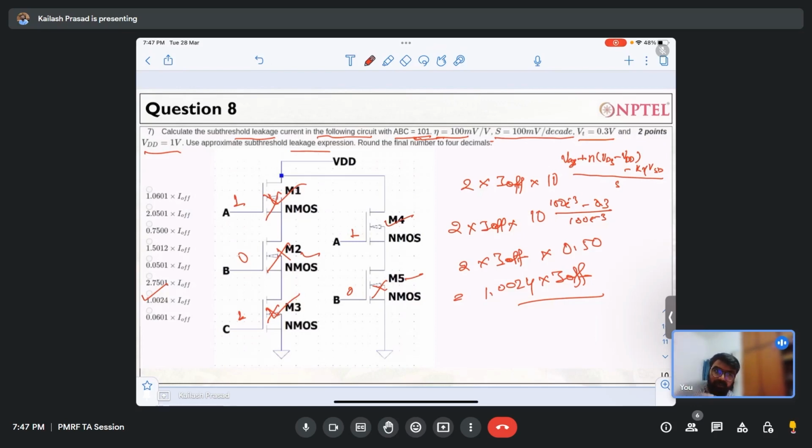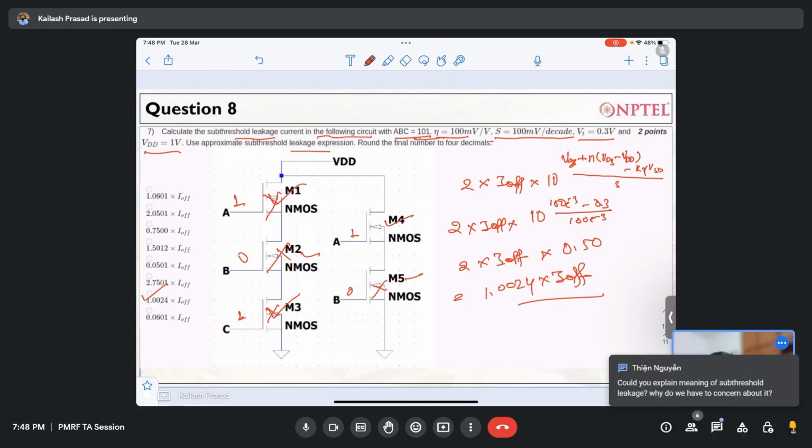Whenever there is a transition, there is a short circuit path formed between VDD and the ground, because at the transition both NMOS and PMOS are on, right? Whenever both NMOS and PMOS are on, there will be a short circuit current flowing. Yeah, I will be discussing the subthreshold leakage. So there will be short circuit current flowing, and because of that there will be power consumption, right? Whenever there is a current flow and a voltage, there will be power. Power equals V into I, right?